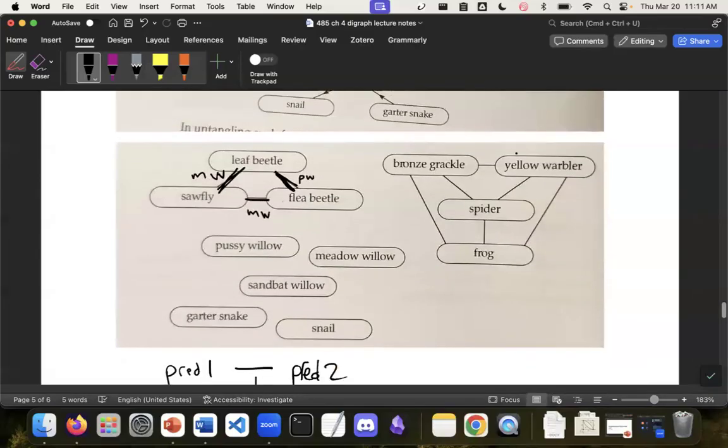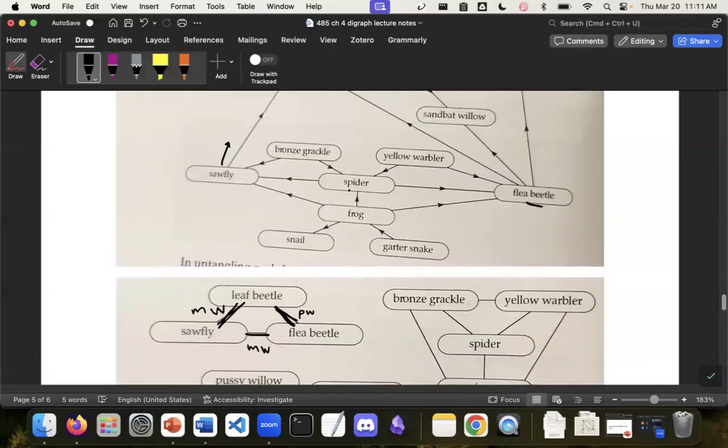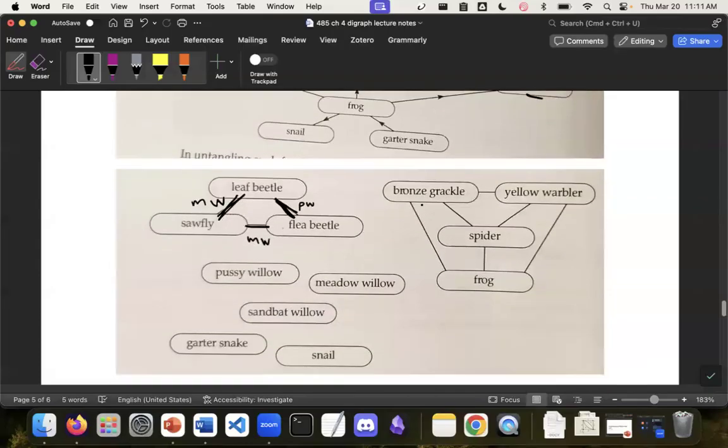And so the beetles and the sawfly are all in their own component. And then the birds, the spider and the frog are over here in their own component. And I'm guessing that they all share, like, probably prey on the beetles. And then the trees, the snake and the snail are kind of off by themselves.